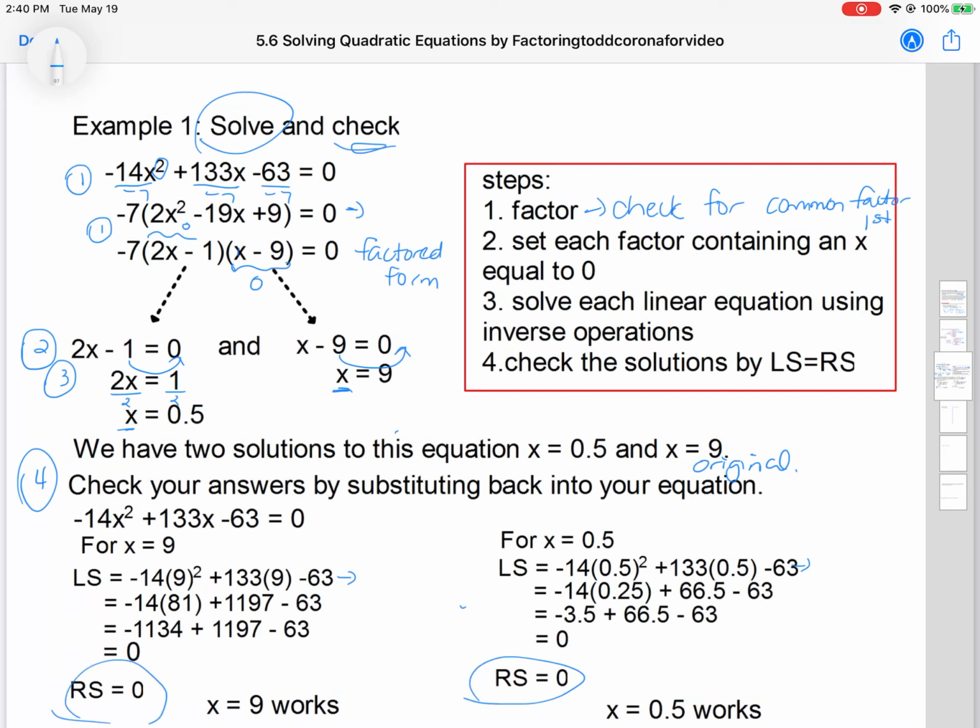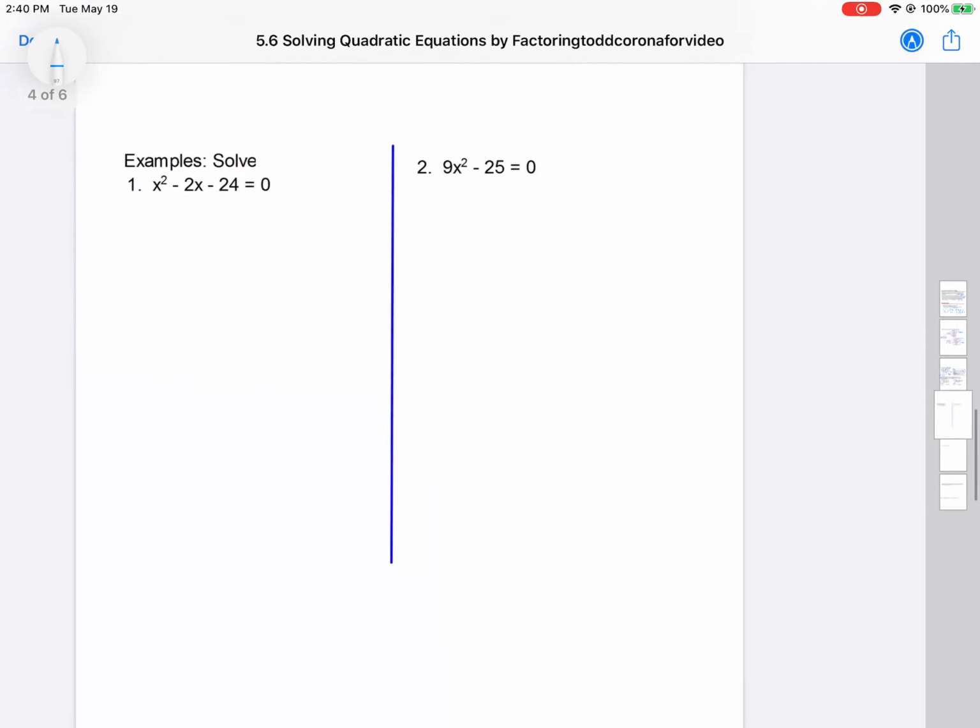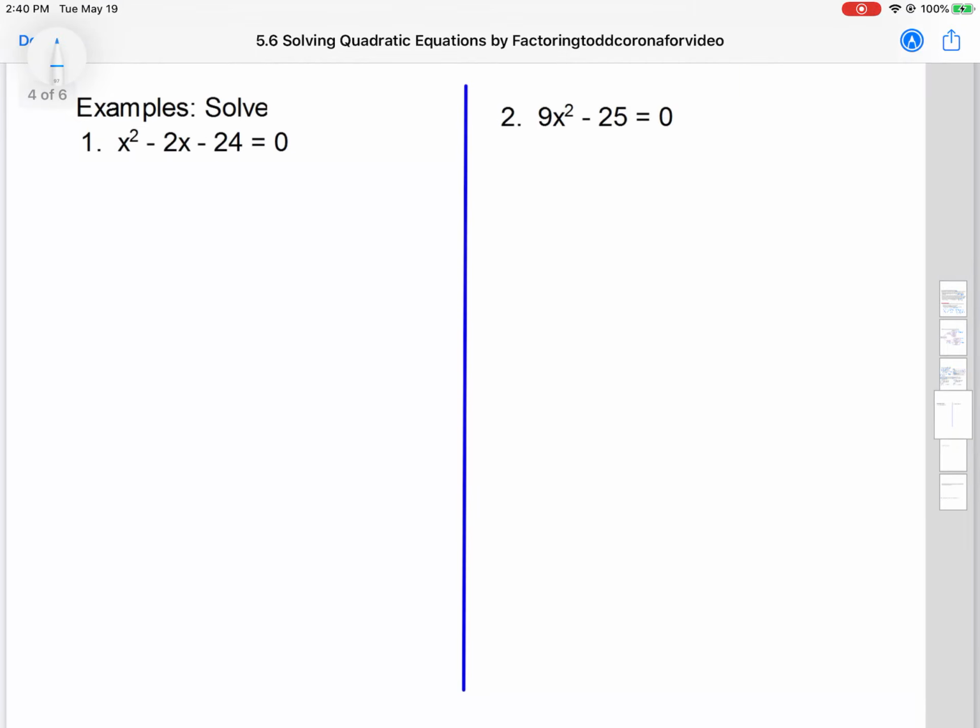So you're basically just checking left side, right side. So the right side is always going to be 0. So you're just making sure the left side, with your answer, gives you 0.